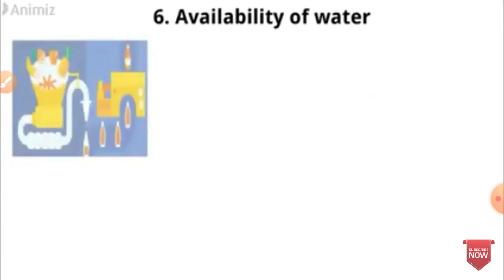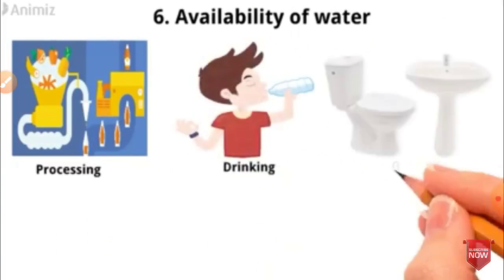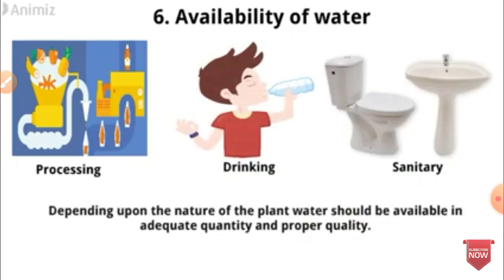The sixth one is availability of water. So water is the main point. Water is always required for processing, drinking, and sanitizing. Depending upon the nature of the plant, water should be available in adequate quantity and properly.